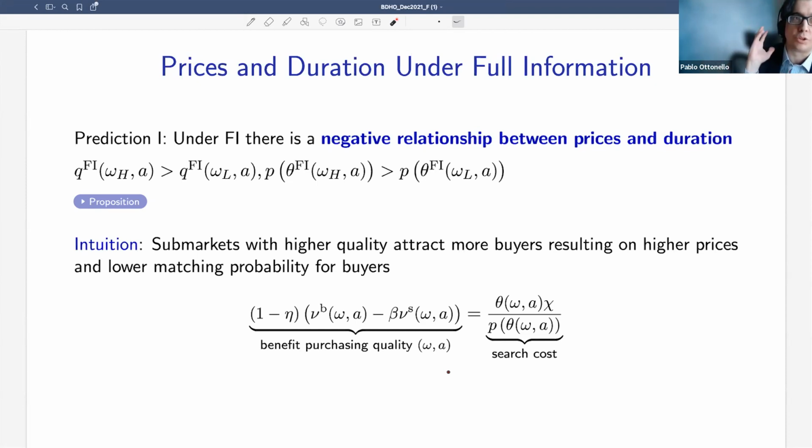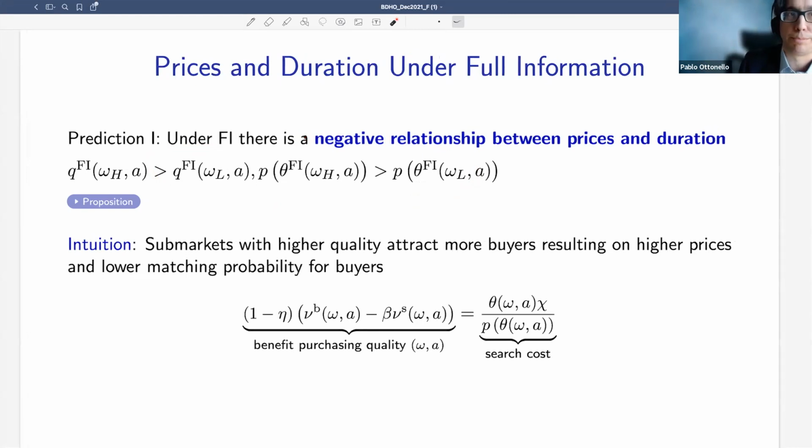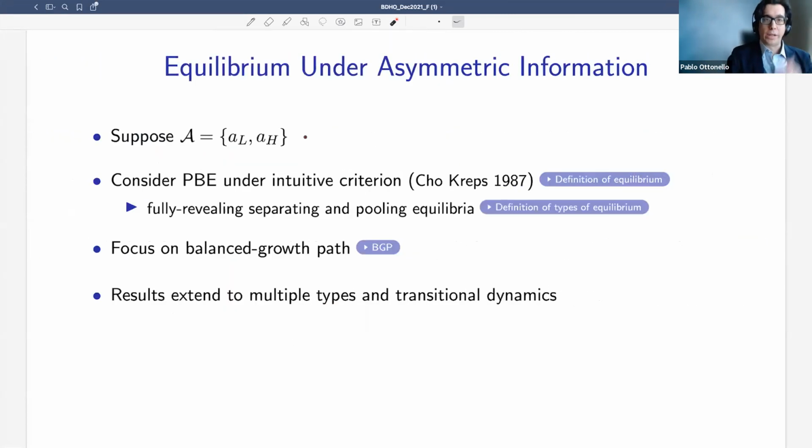Just to give you a one-liner: in the data, you do observe the relationship between prices and selling probabilities that we're seeing here. If you have a unit that is expensive because of its observable characteristics, the duration of that unit is going to be lower, and the probability of matching with that unit is going to be higher. Okay, perfect.